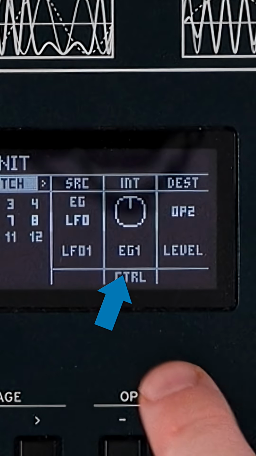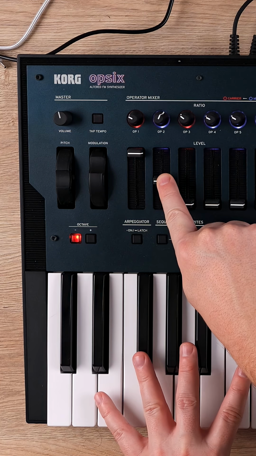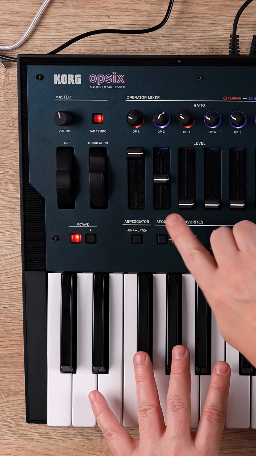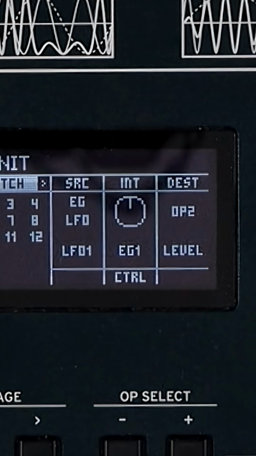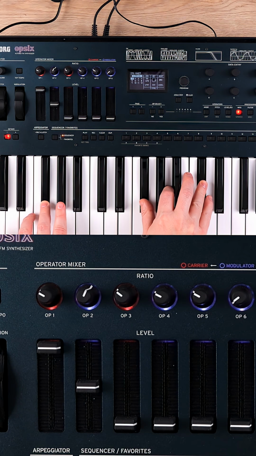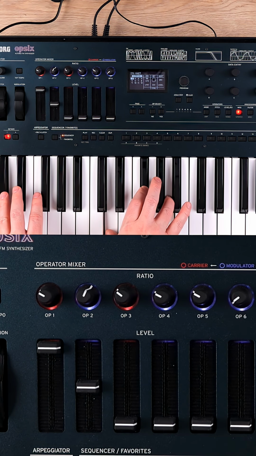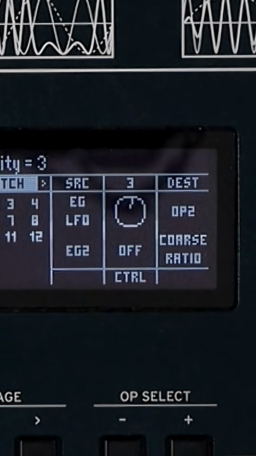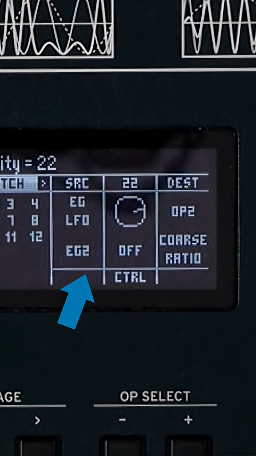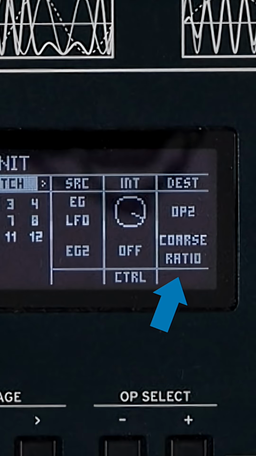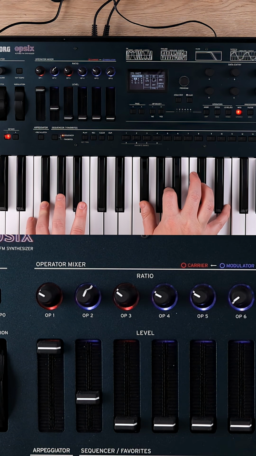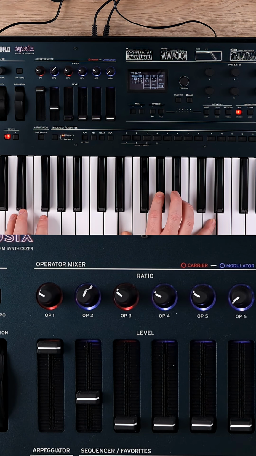Here I've set up an LFO that goes to the level of operator 2, the modulator, and that will mean that the change is rhythmic. Now we can add a super snappy envelope to the coarse ratio. And if your FM patch sounds too chaotic, then simply try and dial back the modulation a bit.